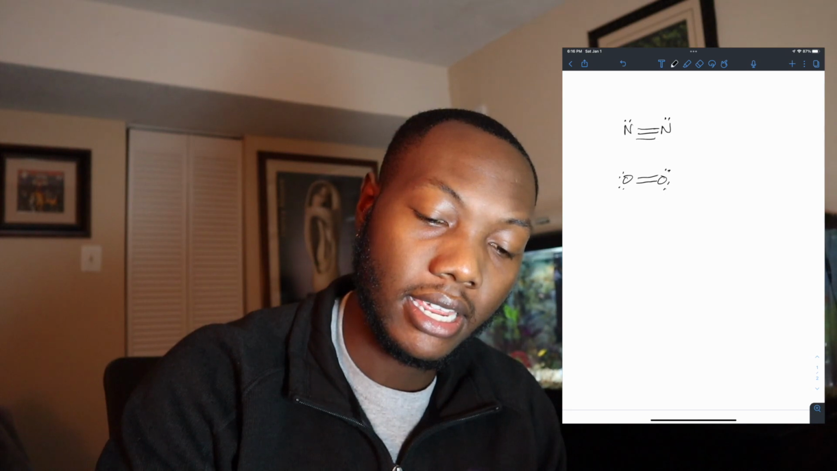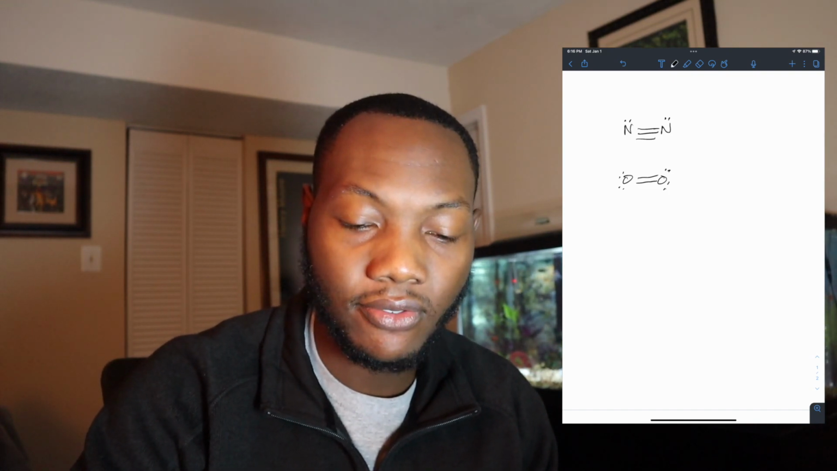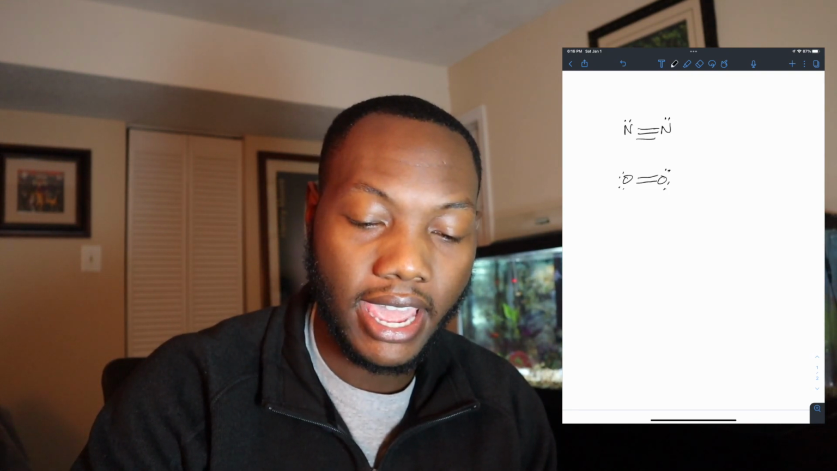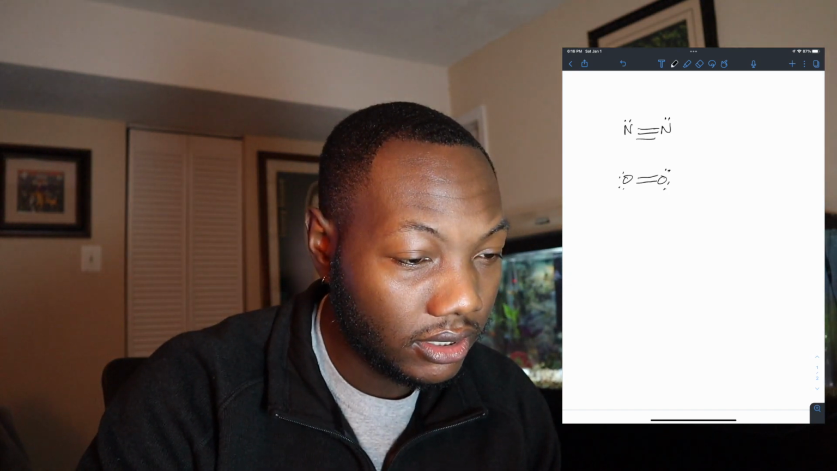So, N2 has a triple covalent bond, and then each of them has one lone pair of electrons, because N has 5, whereas O has a double covalent bond, and each one has 2 pairs of electrons, because they have 6 electrons, 2 lone pairs. So having 5 valence electrons, yeah, I think it's B.